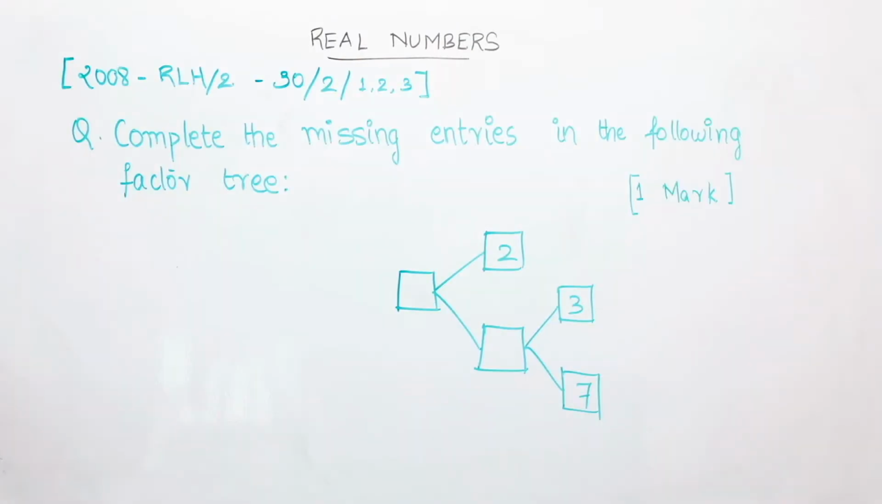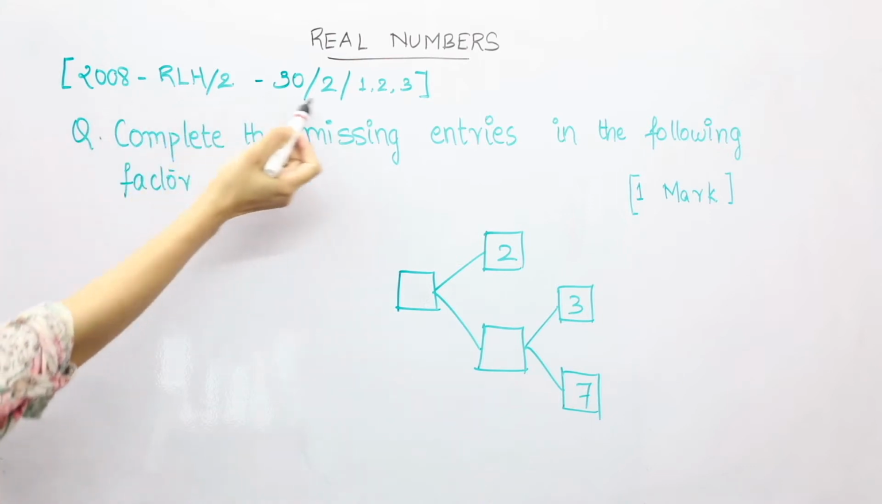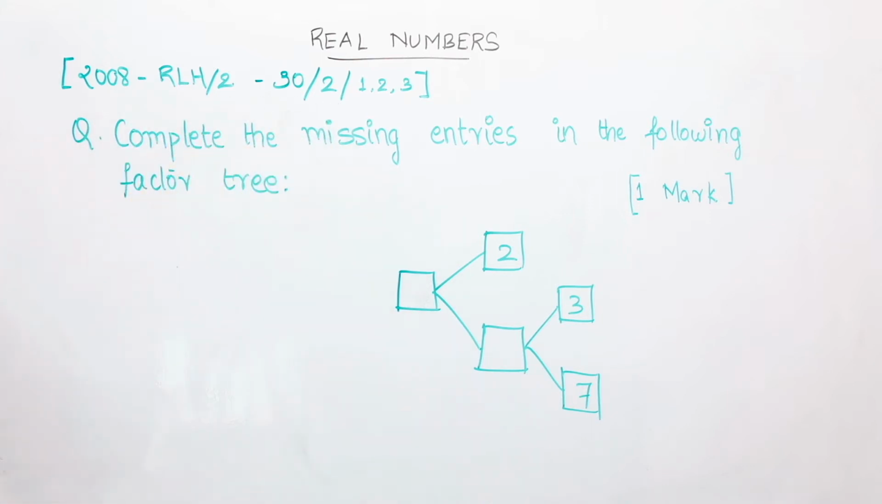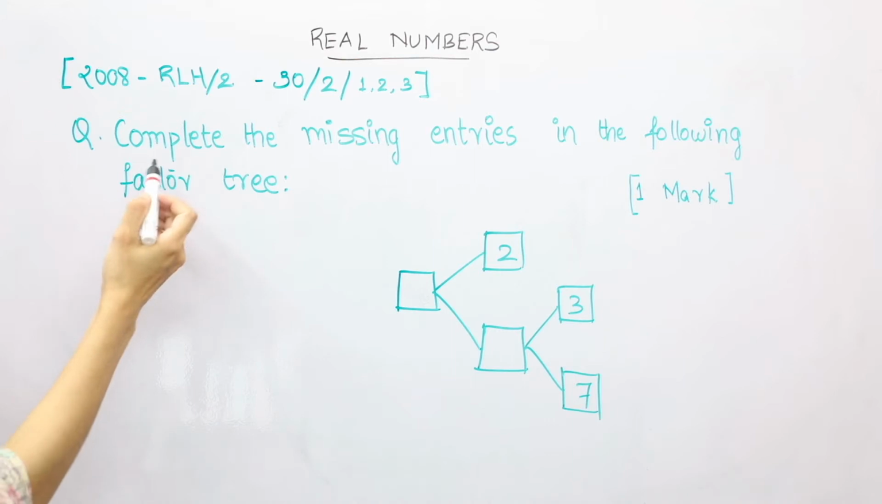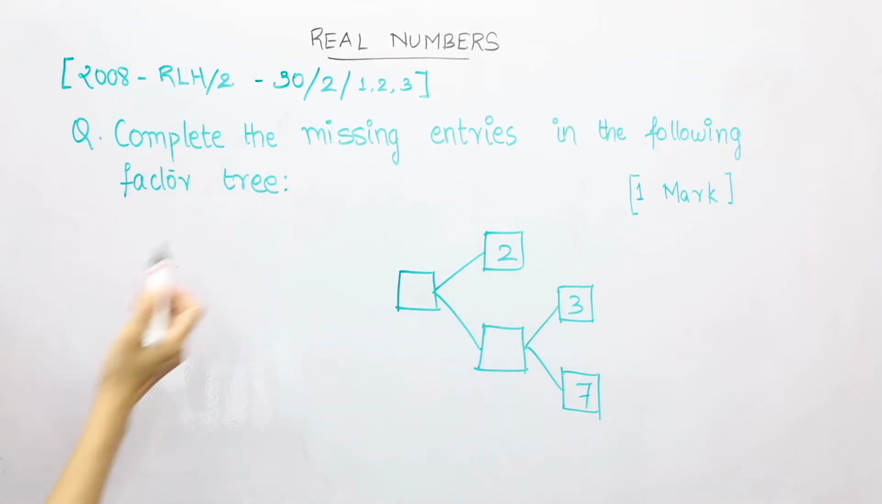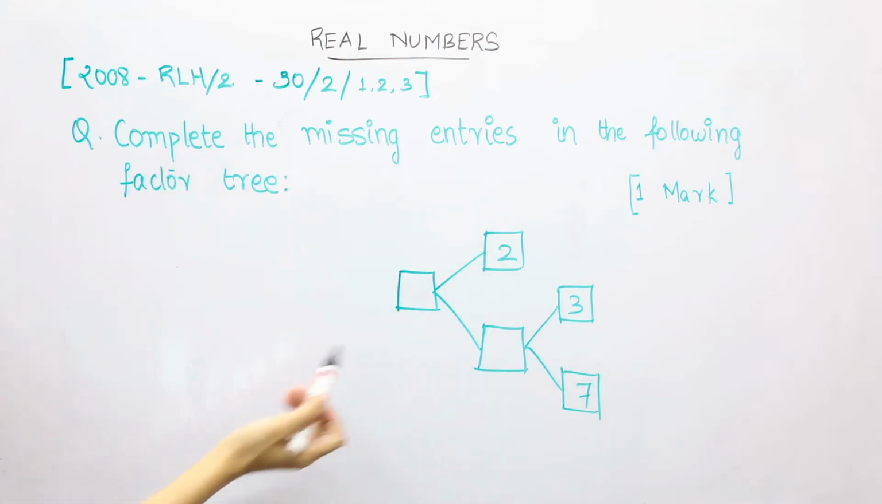The first question we are going to discuss was asked in 2008 for 1 mark. Series details have been provided for your reference. The question is, complete the missing entries in the following factor tree. They've given us a factor tree and we have to find the missing entries. It's a 1 mark question.